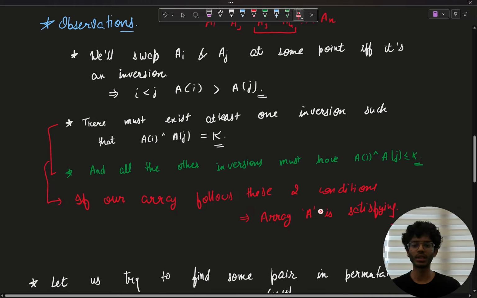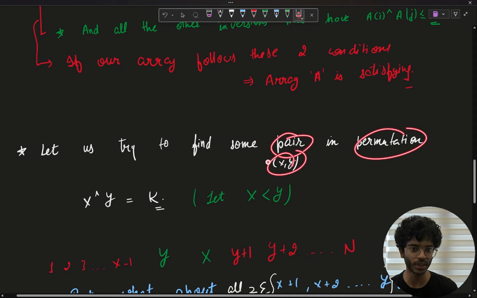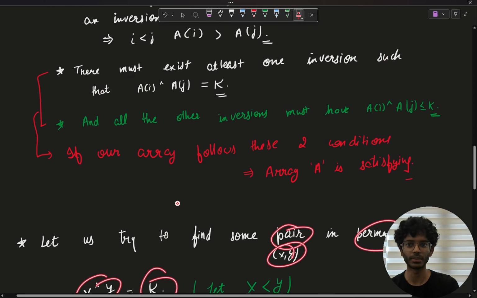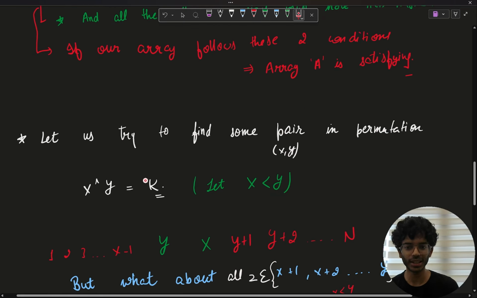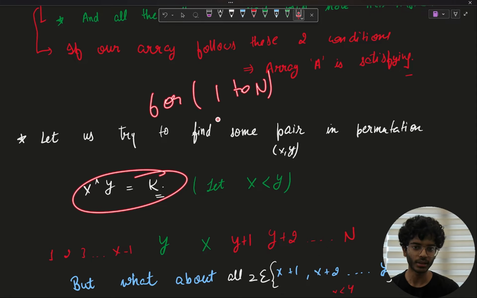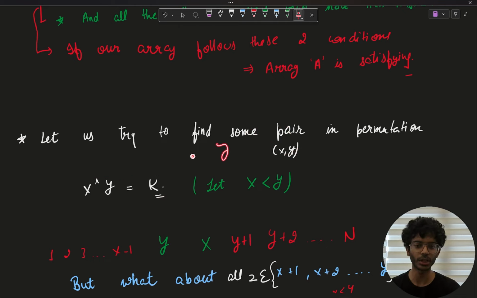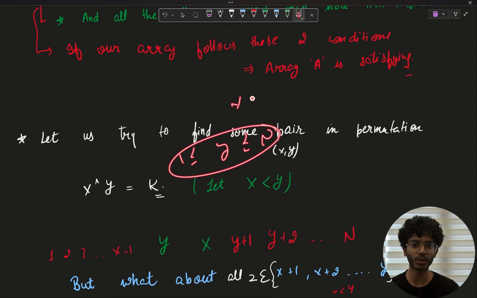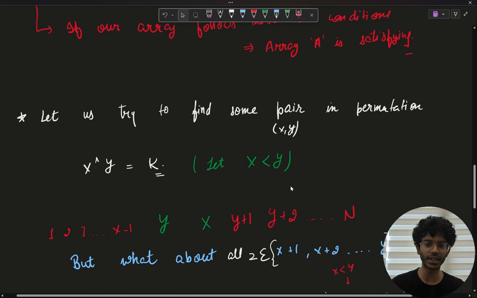Now let us try to construct a possible pair. Let us find a pair x, y in the permutation such that x XOR y is equal to k. We can easily find it by iterating I from 1 to n, keeping x equal to I and y equal to k XOR I. If y is between 1 and n, then x, y is a valid pair. So we can find a pair like this in big O of n time.